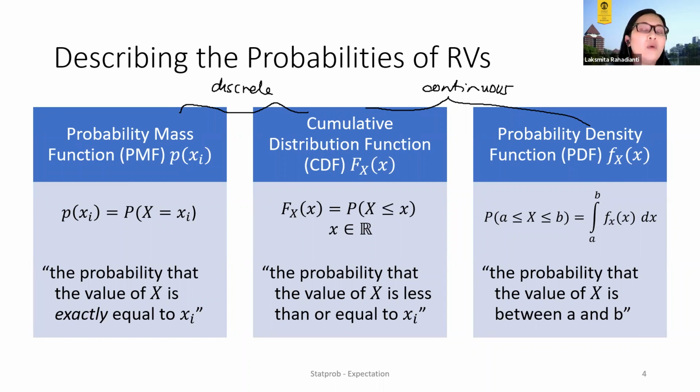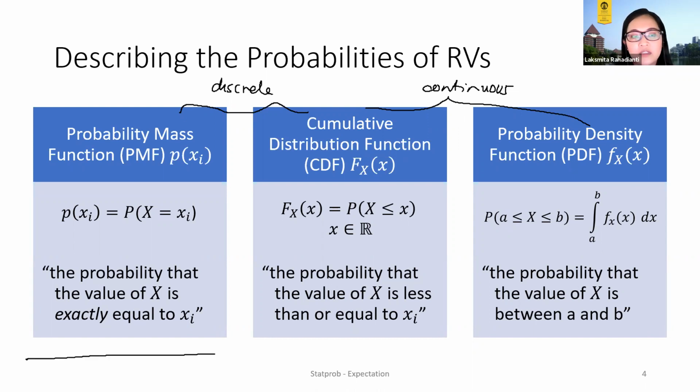Yes. So if you are given a PDF of a random variable, you already know for sure that it cannot be discrete. And the same goes if you are given the PMF of a random variable, you also know that it cannot be continuous. These three functions tell us the probability of your random variable having a certain value, but they tell us different things.